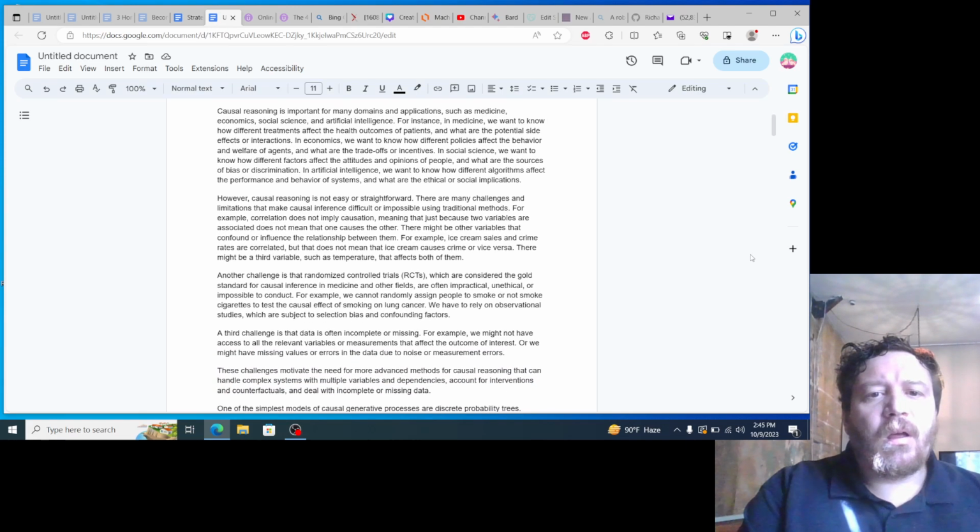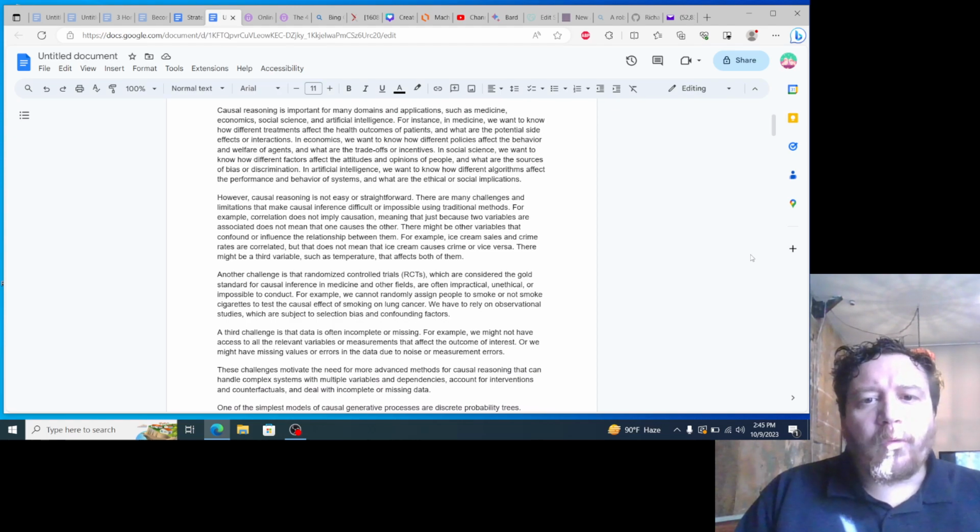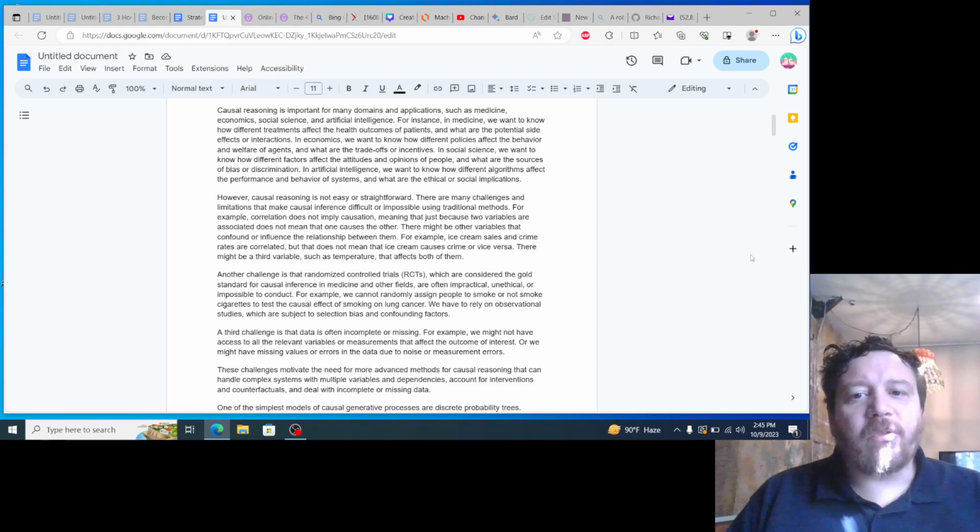Causal reasoning is important for many domains and applications, such as medicine, economics, social science, and artificial intelligence. For instance, in medicine, we want to know how different treatments affect the health outcomes of patients and what the potential side effects or interactions are.